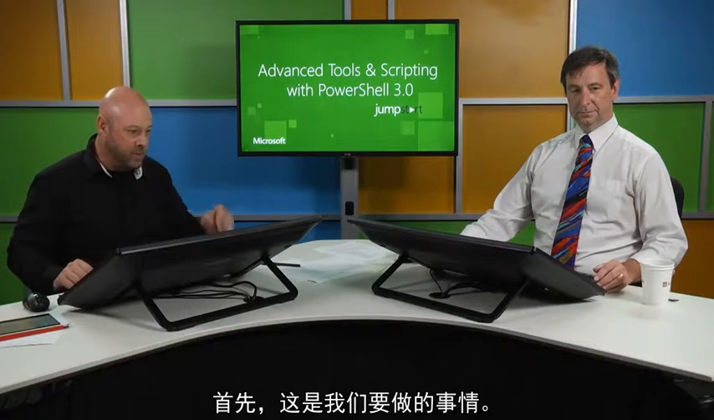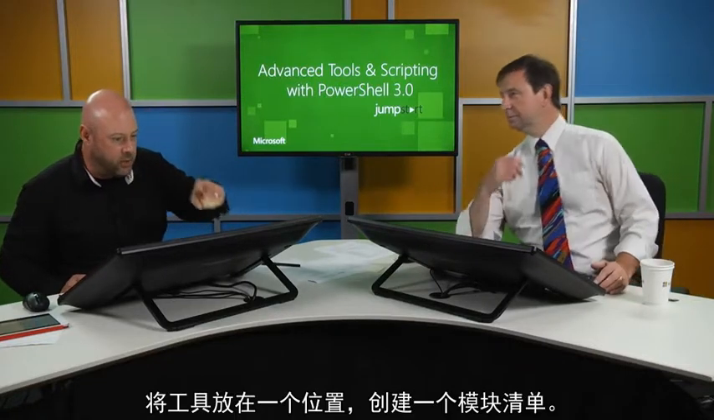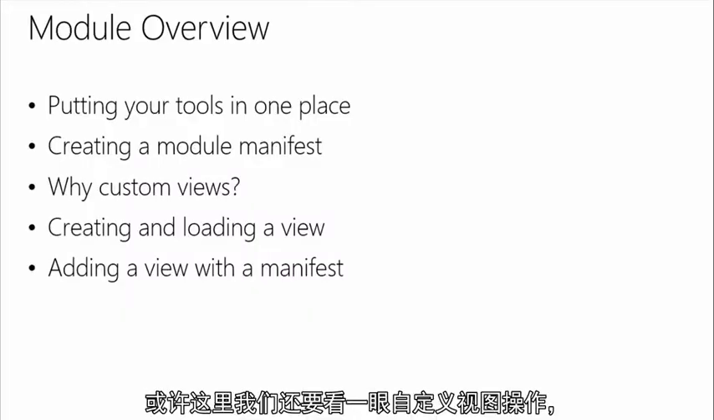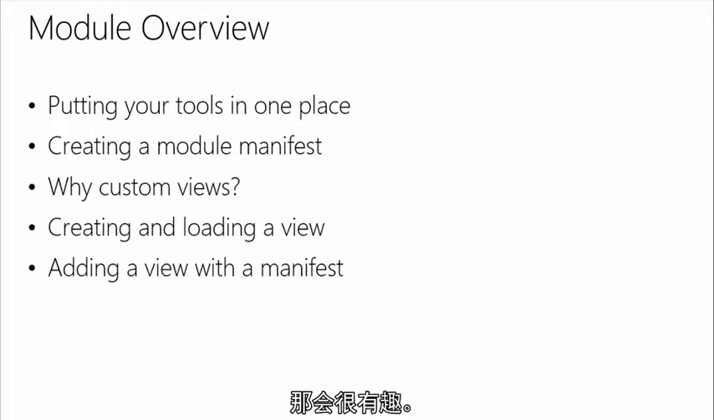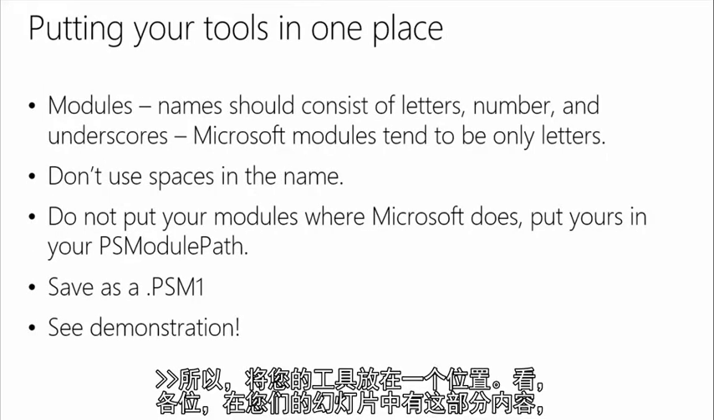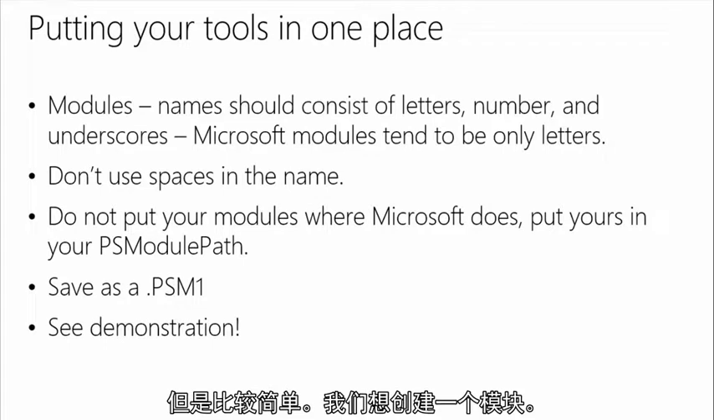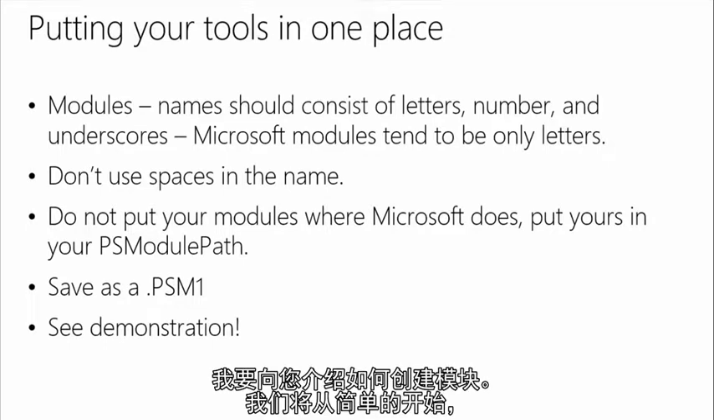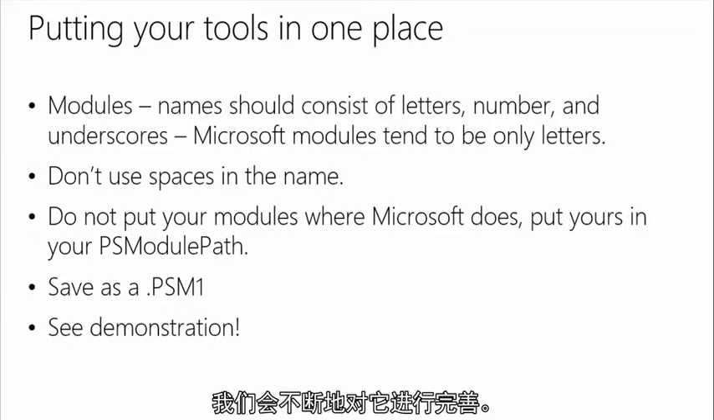First of all, here's what we're going to do: putting your tools in one place, creating a module manifest. We're going to take a look at a little custom view action too. That'll be fun. So, putting your tools in one place. You've got this in the slides, but it's pretty simple. We want to create a module, and I want to show you how to make one. We're going to start off simple, and make it better and better.